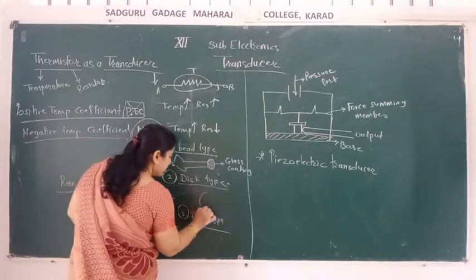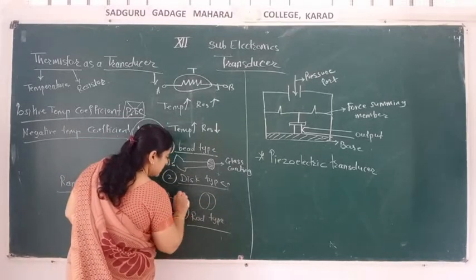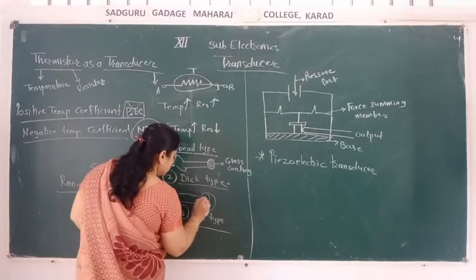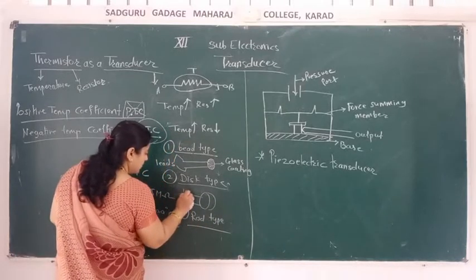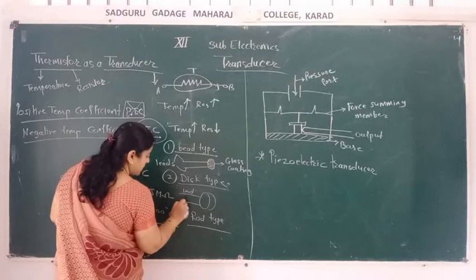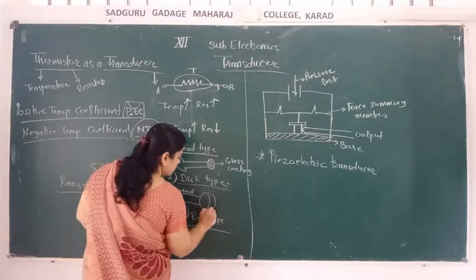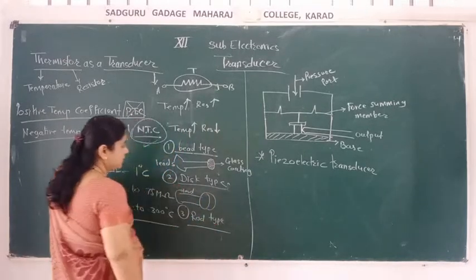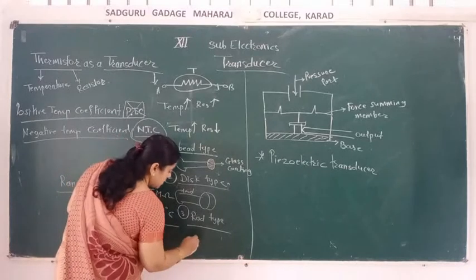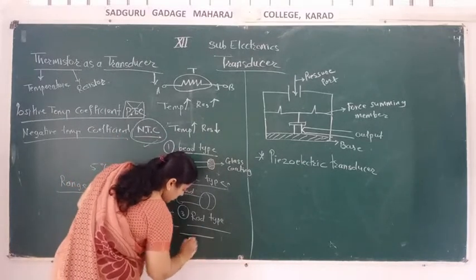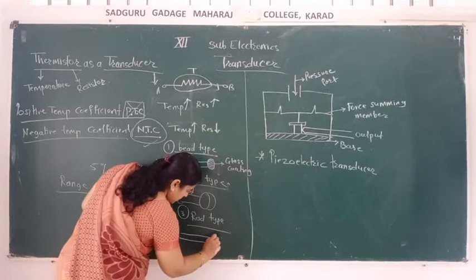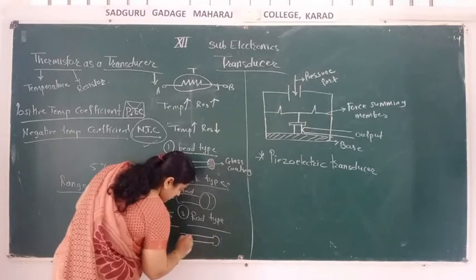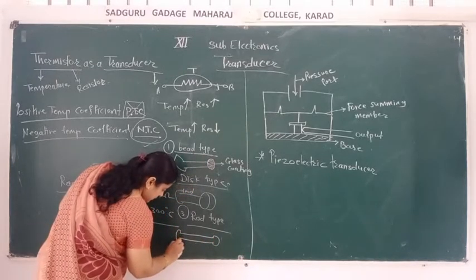Disc type means simply a disc is there and it has leads. This is the disc type thermistor. And last is the rod type thermistor, where you can see it like this.